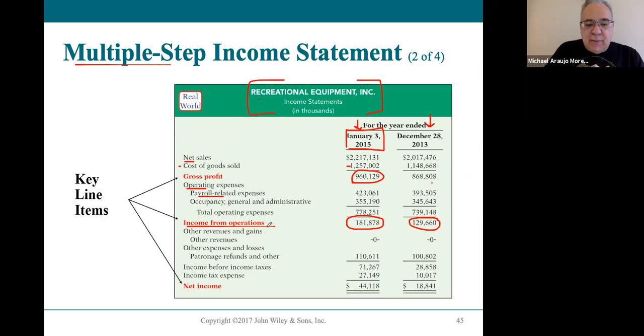The profit from simply selling recreational equipment is clearly profitable for them. They had a huge increase in profits from 129 million to 181 million dollars in profits. That's a really large increase. So the main business of the company, which is selling goods, has been very profitable to them. What's the difference between that and the net income?